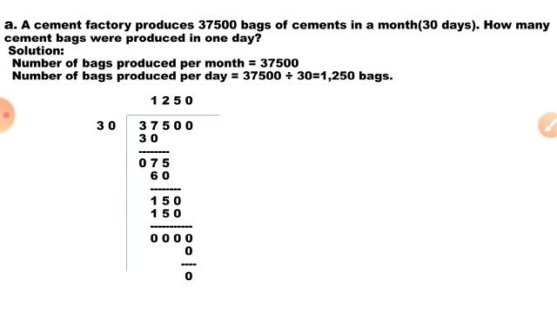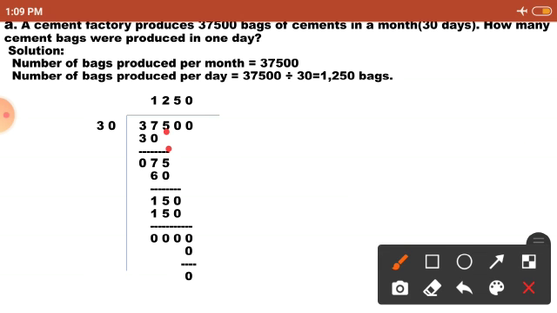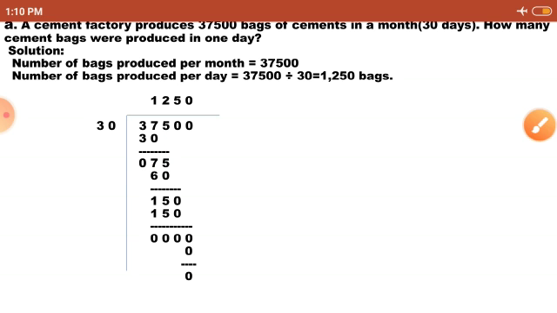You will get 37. So 31 is what? 30. Subtract this, 7 minus 0, you will get 7. And 3 minus 3, you will get what? 0. Take the next number, that is what? 5.